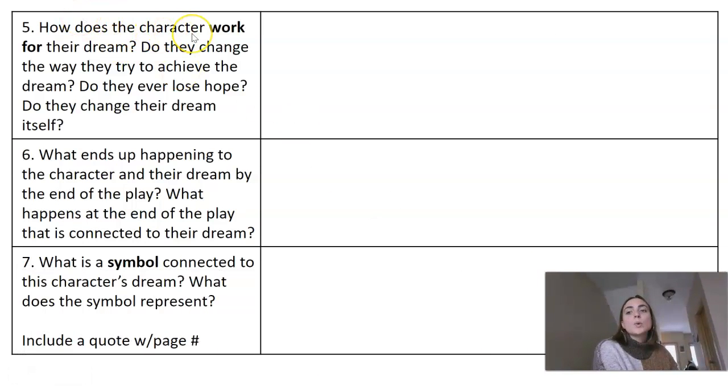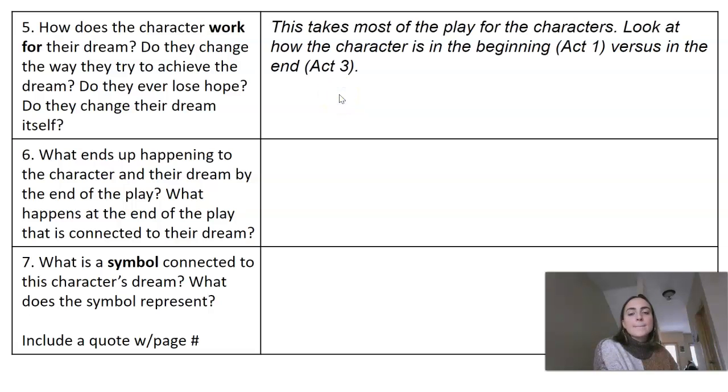Question number 5 that you're going to be answering. How does the character work for their dream? Do they change the way they try to achieve the dream? Do they ever lose hope? Do they change their dream itself? So this asks you to take a look at the character at the very beginning of the play in Act 1 versus the end of the play in Act 3. How has that dream changed, or how has the character changed?